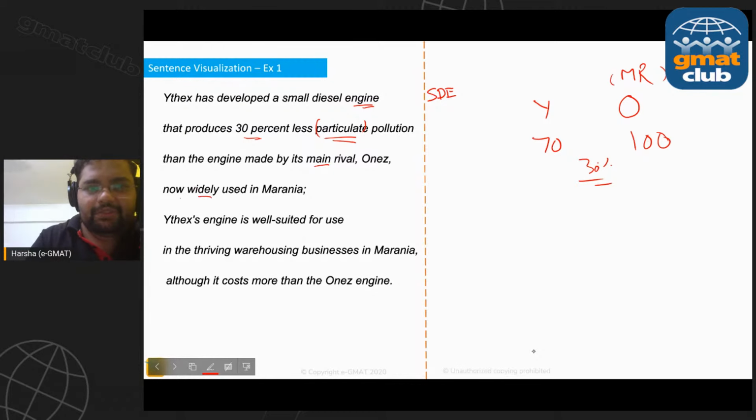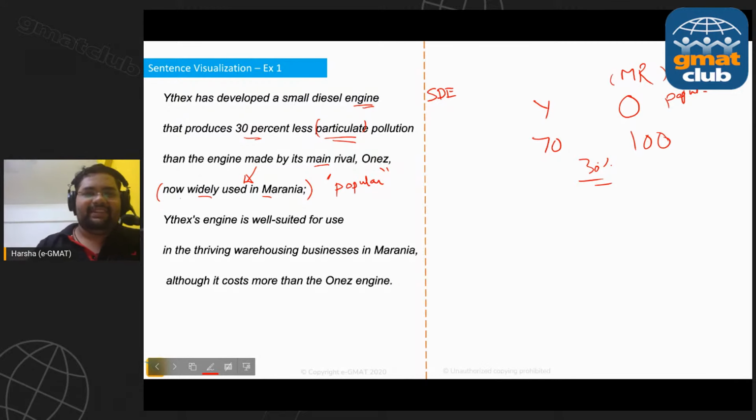Now widely used in Marania. So in other words, what does this mean? It's also important to not just read but also think about what you're reading. So when it says it's widely used, immediately the word that comes to my mind is it's kind of popular. It is used, right? It's not something that nobody uses in this state. So the Vitex engine is somewhat popular. That's what I take away from now widely used. So the question I will ask is, when you are reading now widely used in Marania, did your brain think about what widely used means?